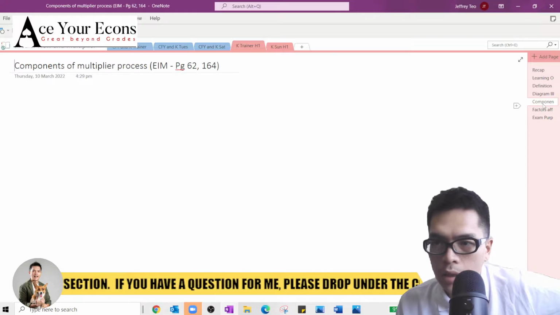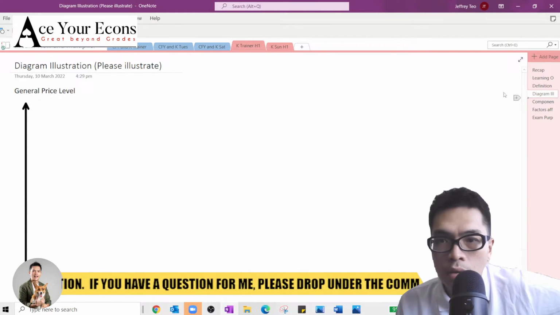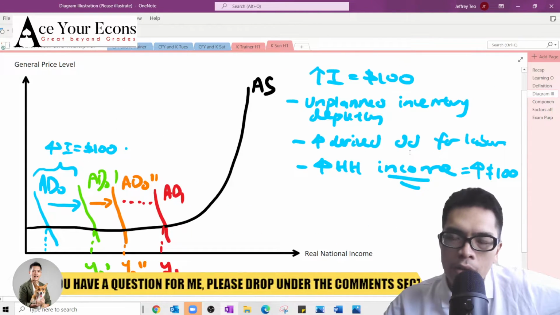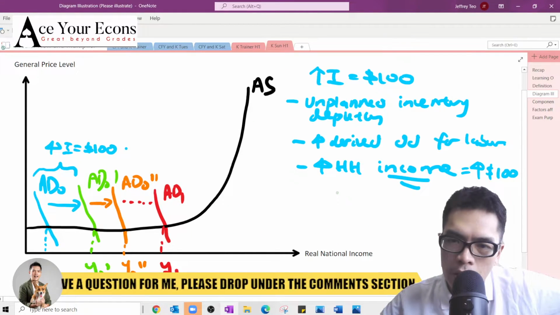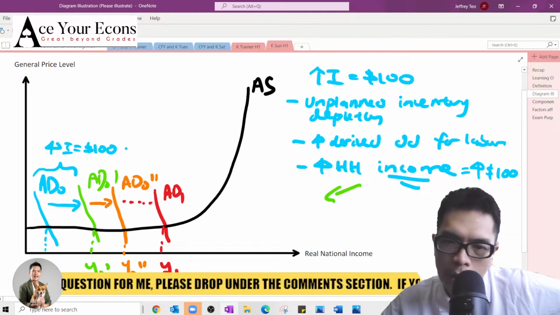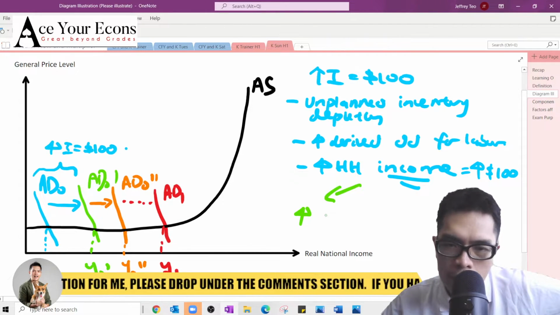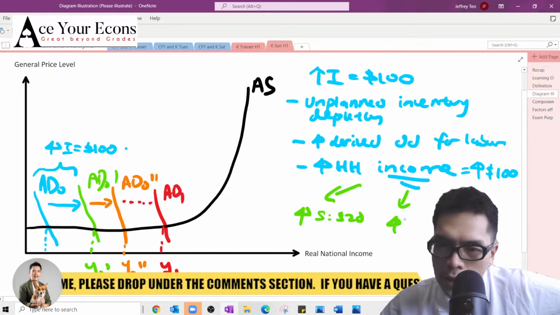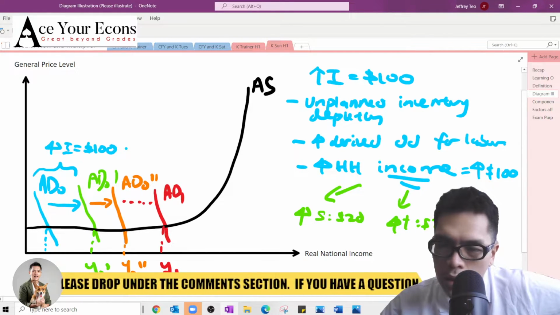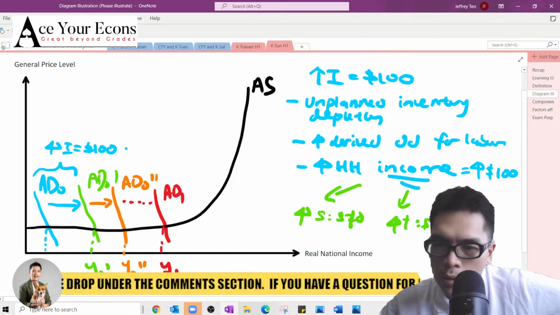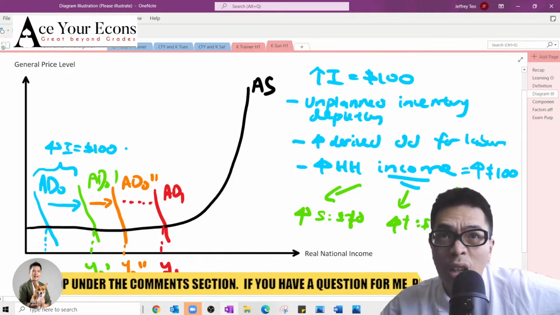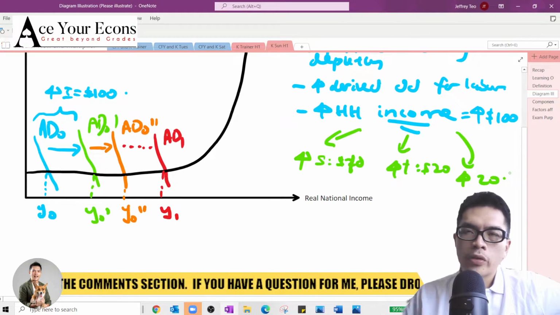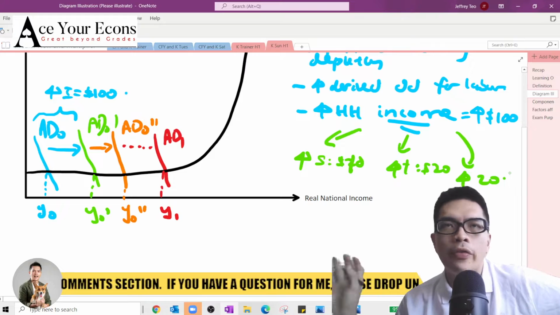So we can see that as a result of MPS, MPT, and MPM, there will be an increase in savings of 10, an increase in taxes of 20, and an increase in imports of 20. Is it 10, 20, 20, right? So all these are leaked out. They are prevented from respending.